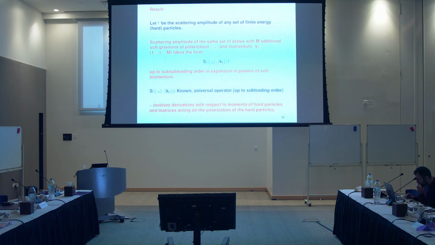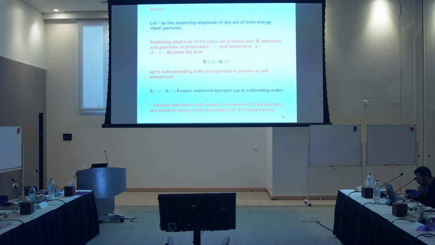S is an operator, a known universal operator, and what we mean by operator is that it involves derivatives with respect to the momenta of the hard particles. So gamma is a function of the momenta of the hard particles. S includes in particular derivatives with respect to the momenta, and also matrices acting on the polarization of the hard particles. The hard particles may have a photon, for example, or a massive spinning particle carrying spin. So this includes in general matrices which act on the polarizations of the photons, hard massive spinning particles and so on.